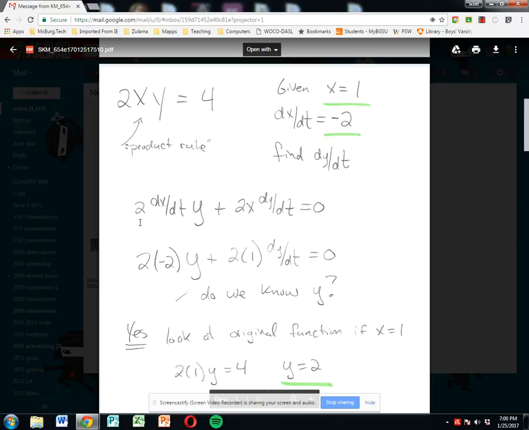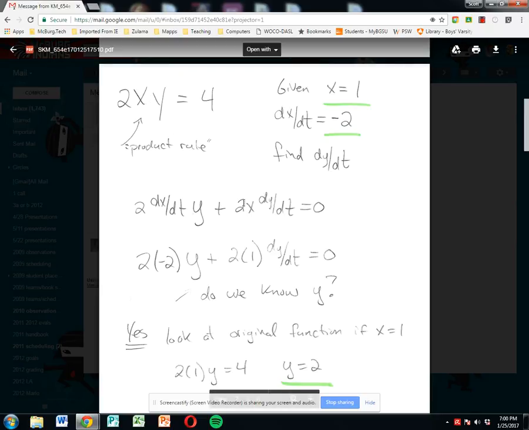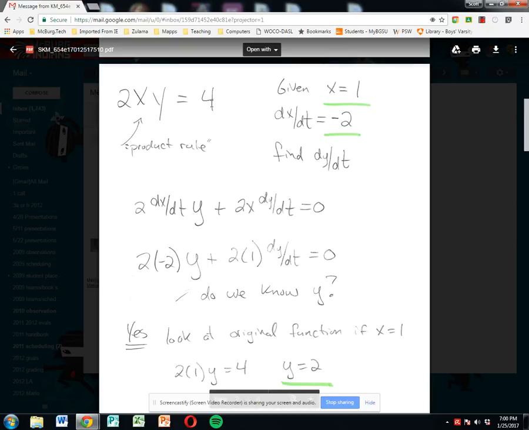So, product rule, the first one's derivative first. The derivative of 2x is just 2. But since it's not a simple t, dx/dt, times the second function, which is just y, plus the first function, 2x, times the derivative of y, which in this case, since it's not a simple t, is dy/dt. The derivative of any constant, such as 4, is always 0.